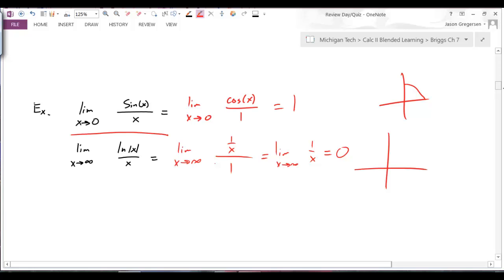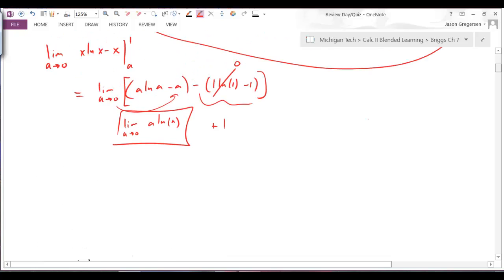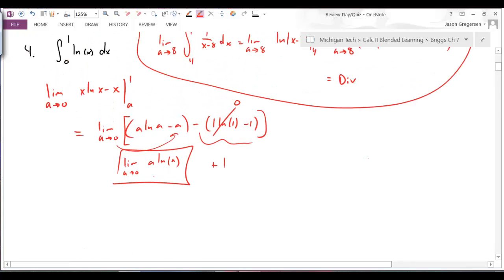Now, how does this apply to our problem up here? Here I'm trying to find the limit of a times natural log of a. I don't even have a fraction here. And I don't know what this form means. But the trick here is I can rewrite this like this. And this is kind of obnoxious.